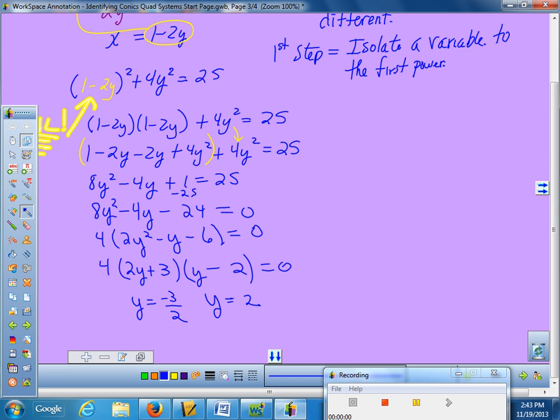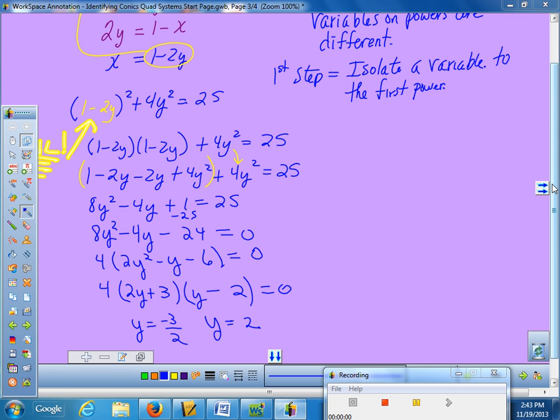Are you done? No. That was the y coordinates. You still need to know what x's go with those y's. On substitution, there's always a super, super smart place to go, because you isolated the variable you now need to solve for. So we know x is equal to 1 minus 2y. So therefore, that's going to be the easiest one to sub into.